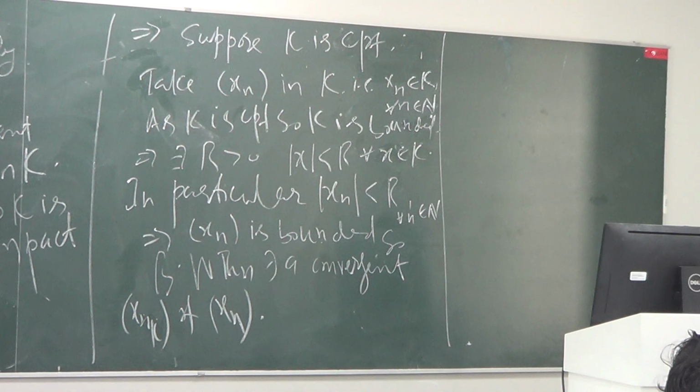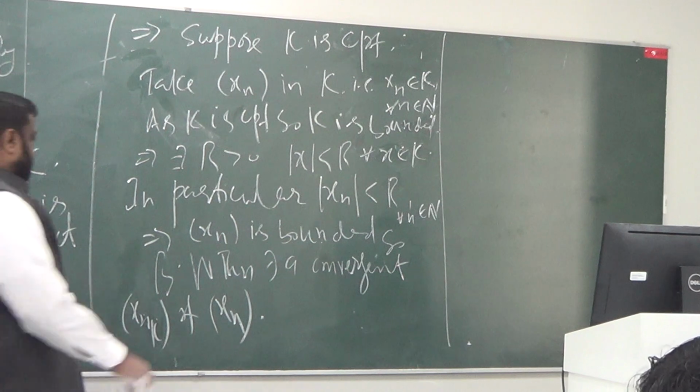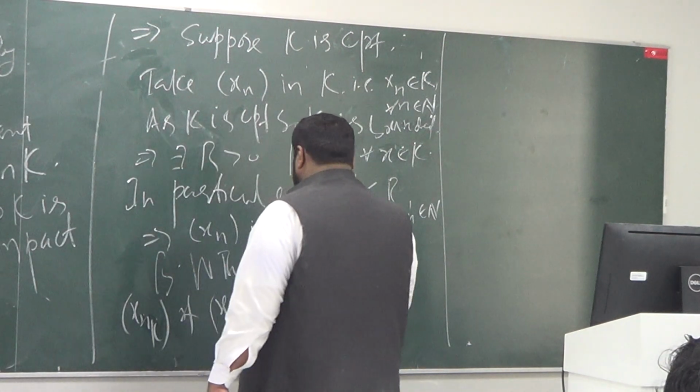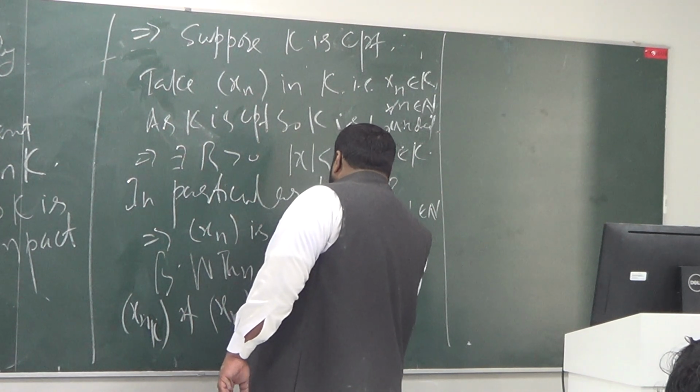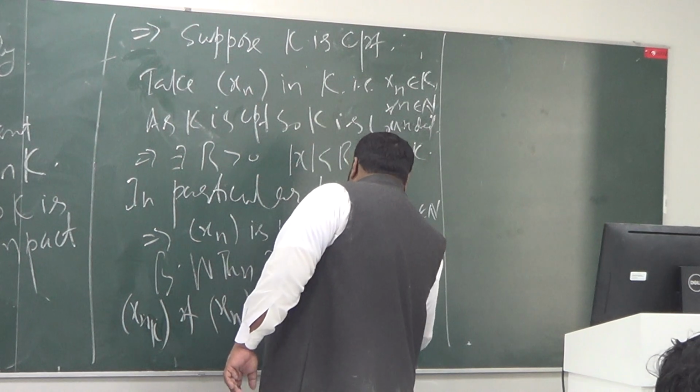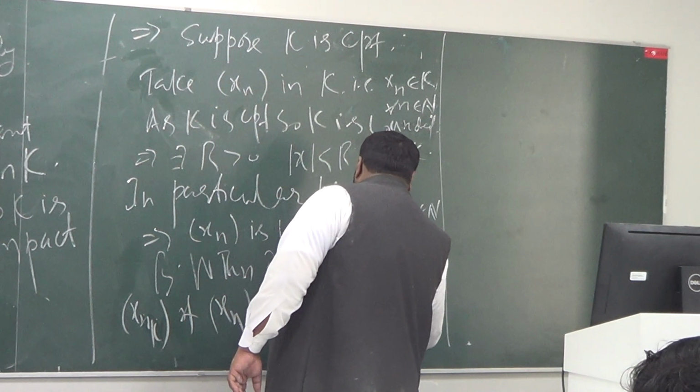Alright? Is it necessary that this subsequence must converge inside K? The Bolzano-Weierstrass theorem is not telling us that it converges inside K. It just tells us that for a bounded sequence there must be a convergent subsequence. It doesn't tell us where the limit lies. So x_{n_k} converges to some x as k goes to infinity.